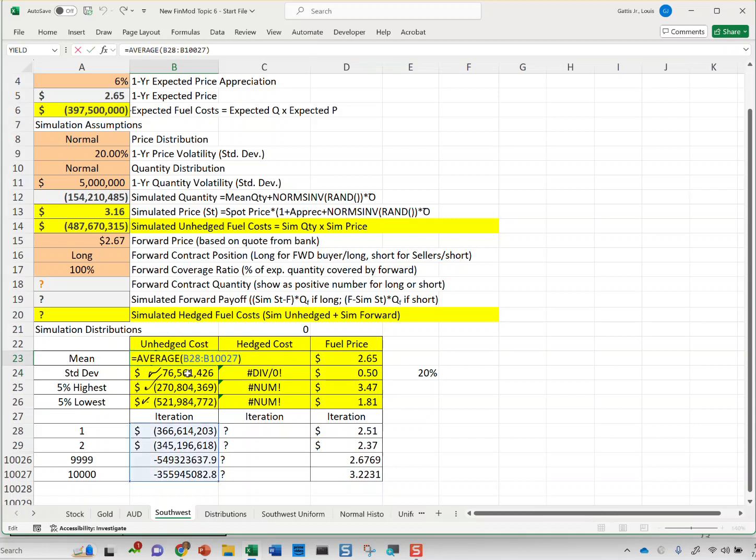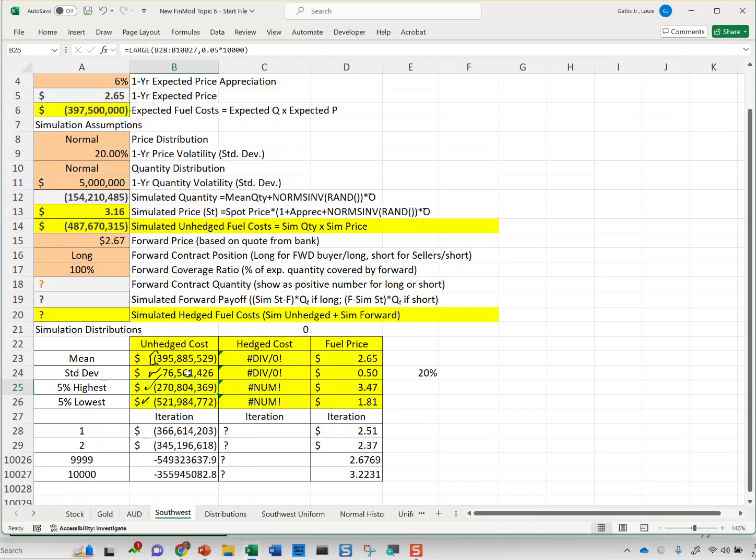Notice that the mean is just an average of the 10,000 iterations. The standard deviation is just the standard deviation of the 10,000 iterations. The 5% highest uses the large function and picks the 5% of 10,000, the 500th largest number in that 10,000. And then this one is the 5% smallest. Okay, so that gives you an idea how I calculated these distributions.